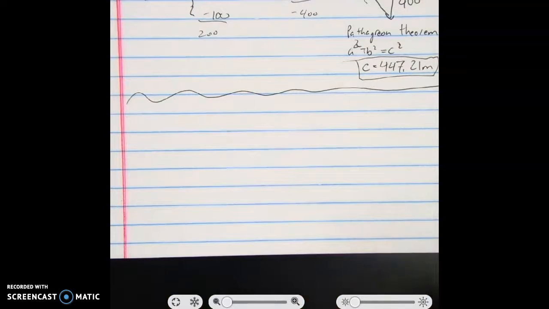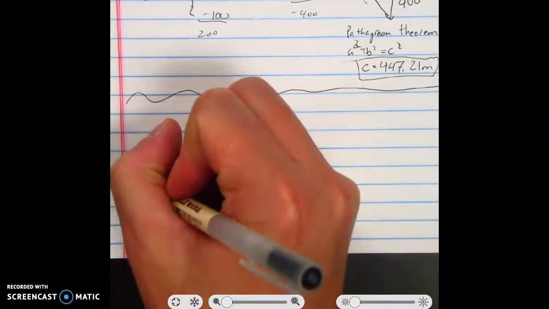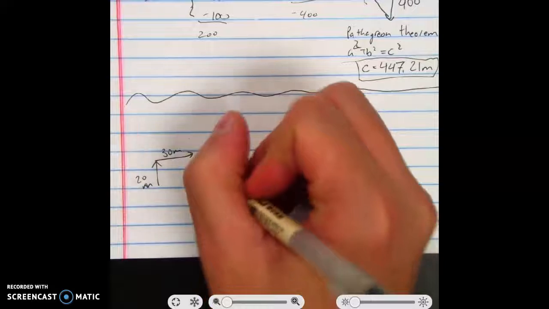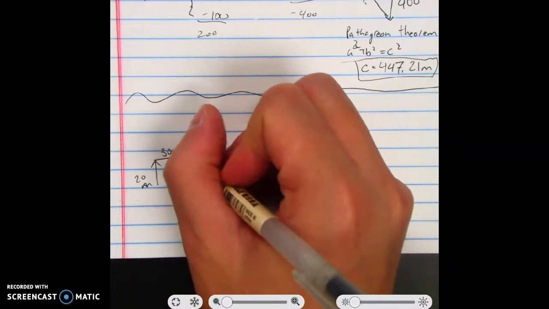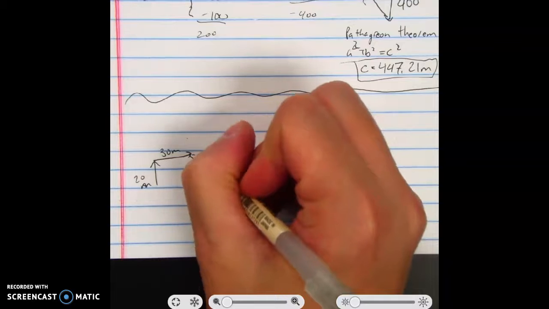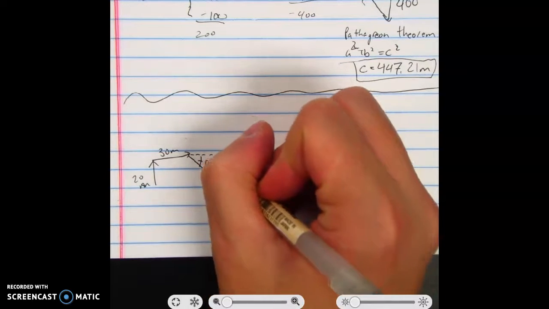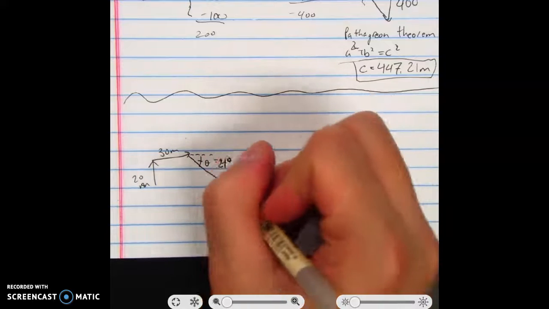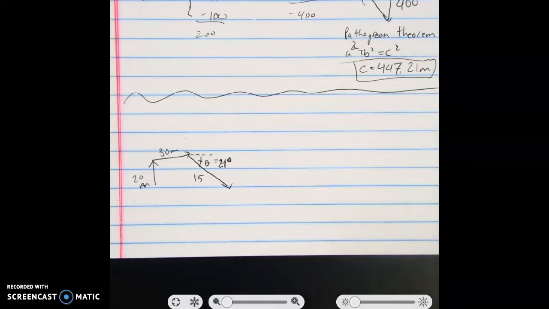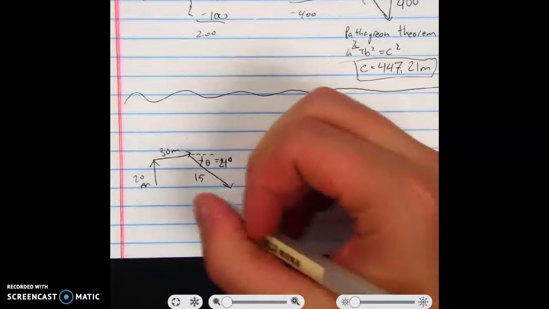Now, another example, closer to question number 3, could look something like this. So we'll start with an object going north for 20 meters, east for 30 meters, but then it goes off at this weird angle of 24 degrees and goes 15 meters.